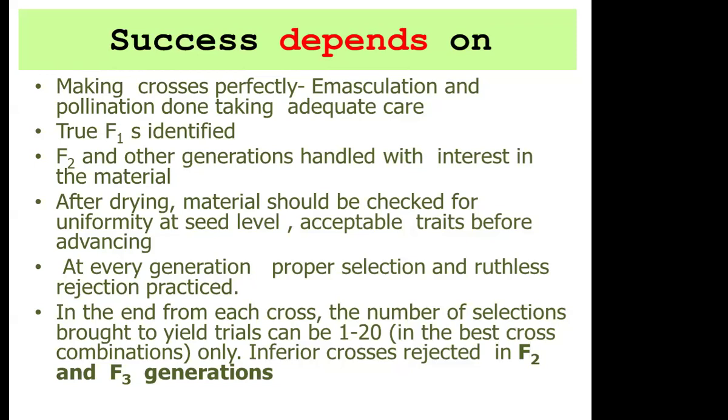And in each cross, there is no hard and fast rule that only this many selections have to be brought into field trials. But if a cross is good, you can have some 20 selections, not more than 20, otherwise it becomes very unwieldy. And in some crosses, there won't be any progenies or selections promoted to field trials. Inferior material will anyway be rejected in F2 and F3 generations. There is no need to promote selections from inferior crosses. We can right away throw them out in F2 and F3 itself.